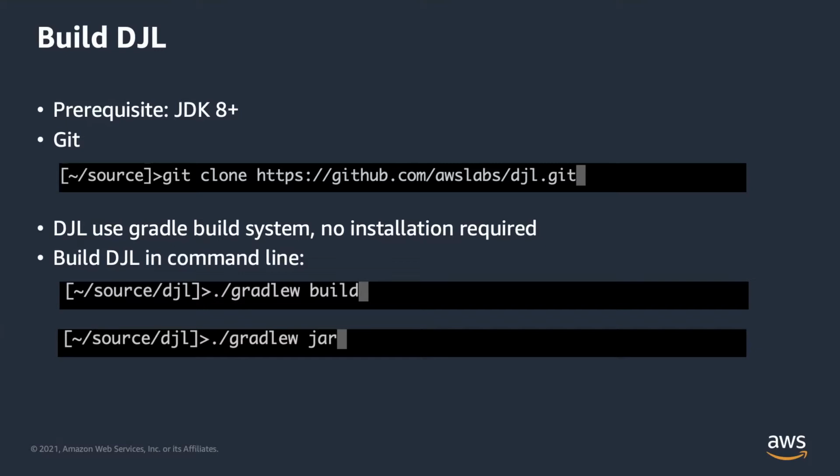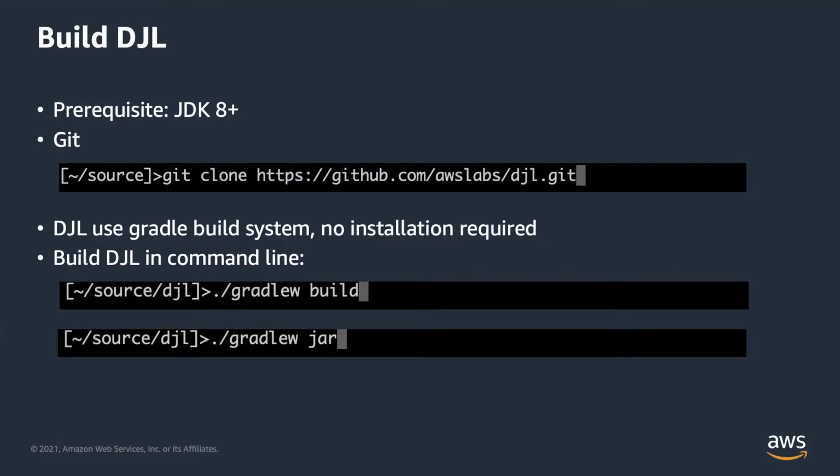You also need Git to clone DJL from GitHub. We heavily use the command line in our documentation. The command line is precise and easy to follow. In this video, I'm going to show you both the command line and the IDE to set up your project.